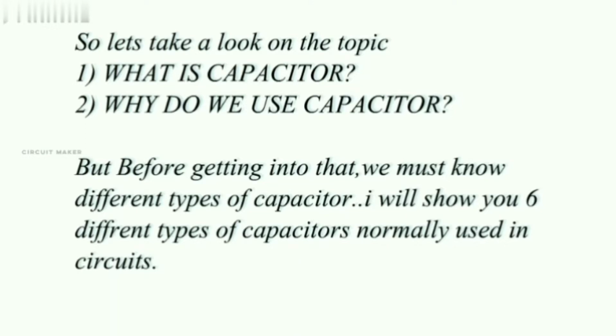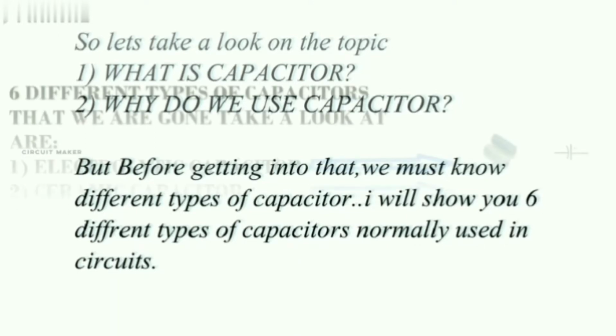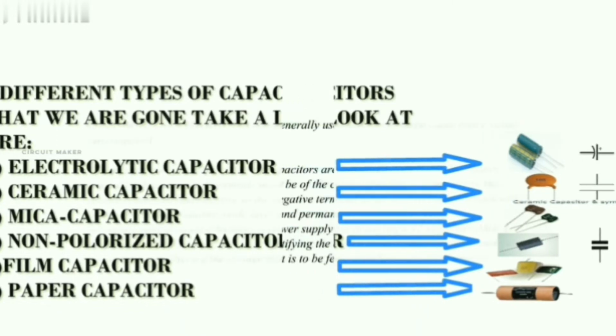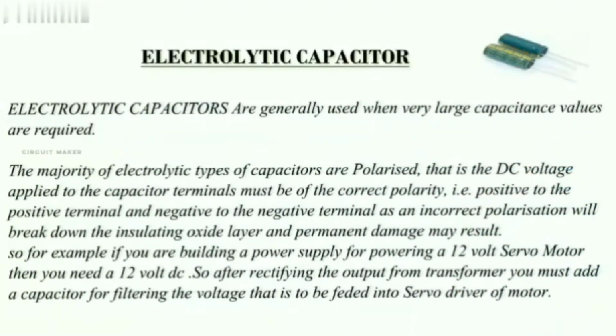But before getting into it, I want to show you 6 different types of capacitors that are mainly used in circuits. They are electrolytic capacitors, ceramic capacitors, mica capacitors, non-polarized capacitors, film capacitors, and last but not least paper capacitors. Let's get a bit deeper on each of them. Let's start with the electrolytic capacitor.